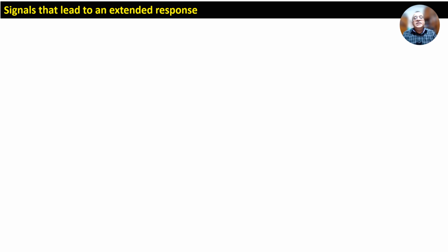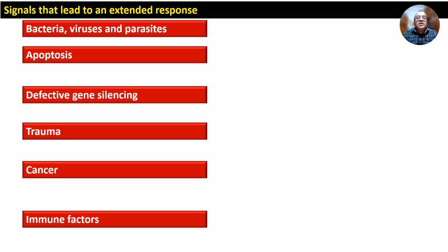So we can present these causes in a different way. What are the causes or signals that lead to an extended response? These can be bacteria, viruses, parasites. Then neutrophilic apoptosis may also lead to chronic inflammation. Defective gene silencing, trauma, cancer, and immune factors, all these are the signals that are responsible for the chronicity of the inflammation.